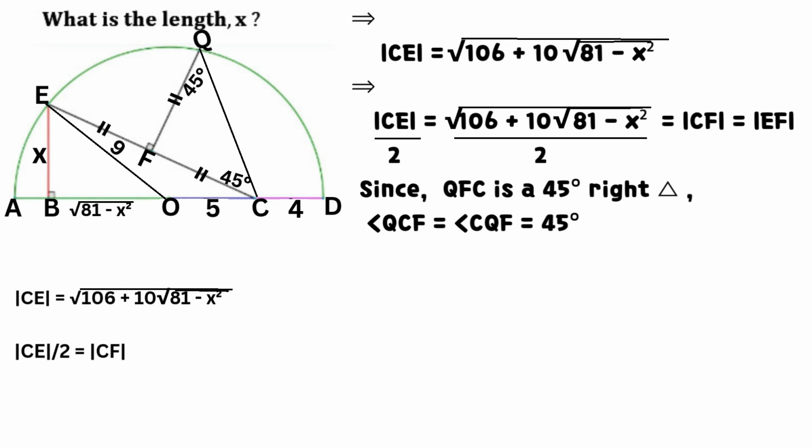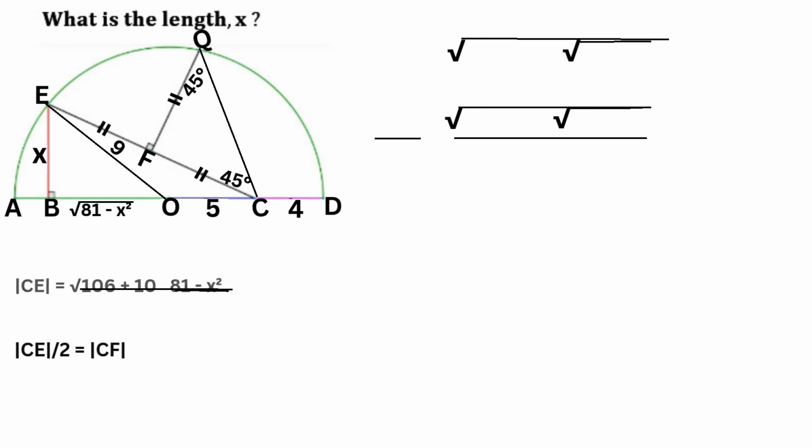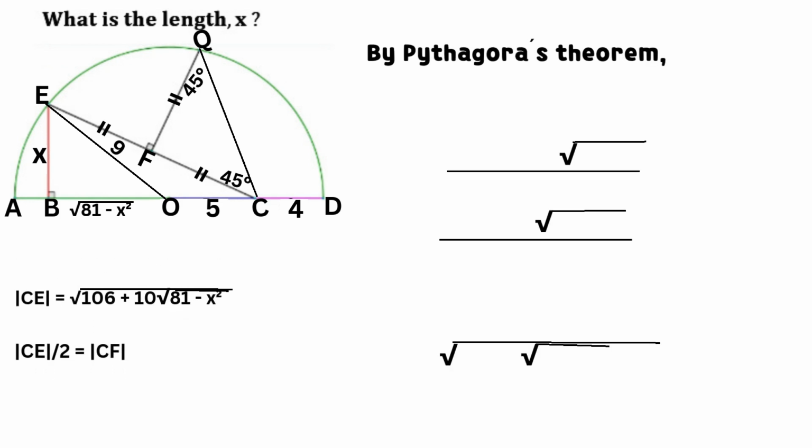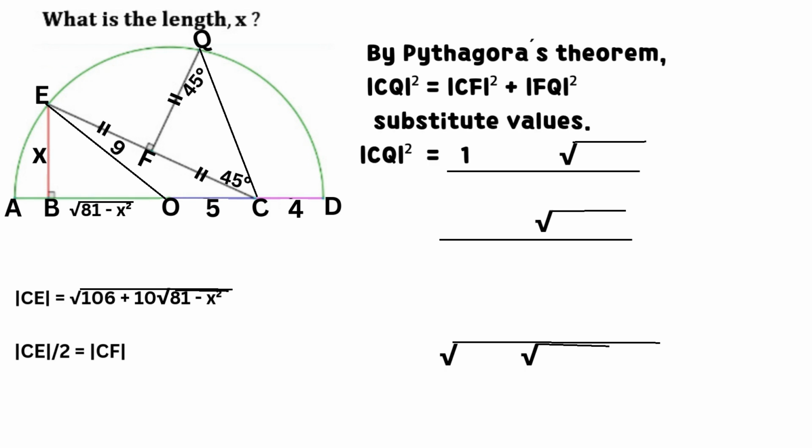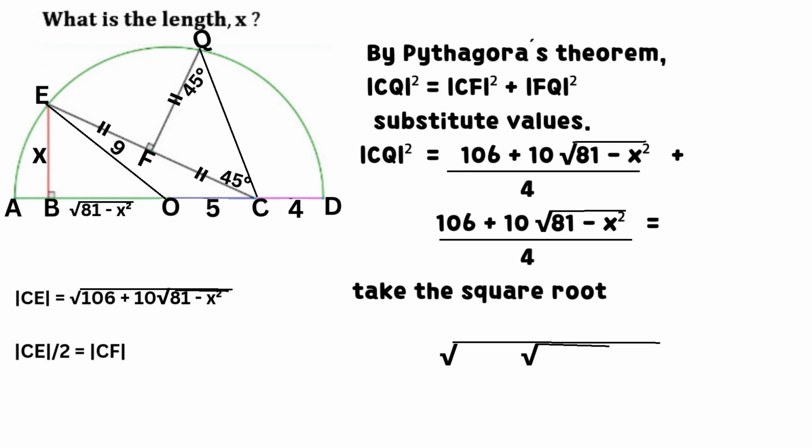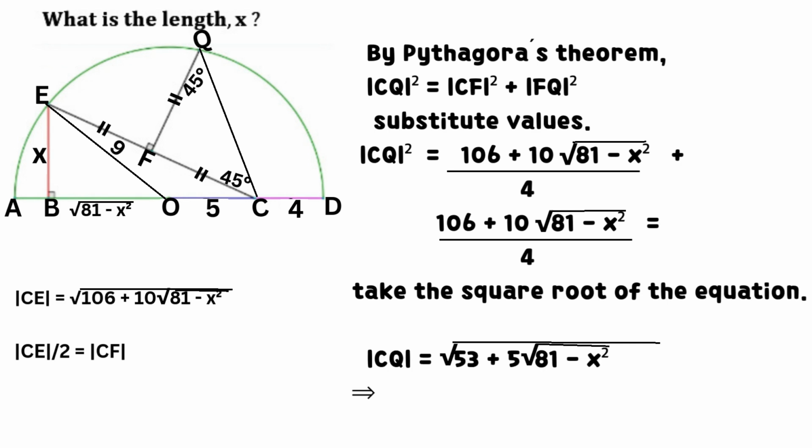Since QFC is a 45 degrees right triangle, angle CQF equals angle CQF which equals 45 degrees. By Pythagoras' theorem, the square of line CQ equals the sum of the square of line CF and the square of line FQ. Substitute values and we obtain an equation for the square of line CQ, as shown on the screen.